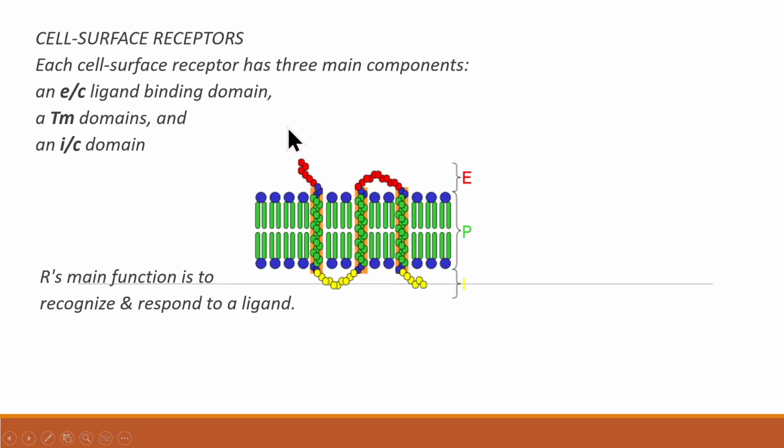All cell surface receptors have an extracellular domain which binds to its specific ligand. These receptors also have a transmembrane domain. This transmembrane domain anchors the receptor to the lipid bilayer, and then these cell surface receptors have an intracellular carboxy terminal domain. This domain is linked with intracellular signaling molecules. The function of the receptor is to recognize and respond to its specific ligand.